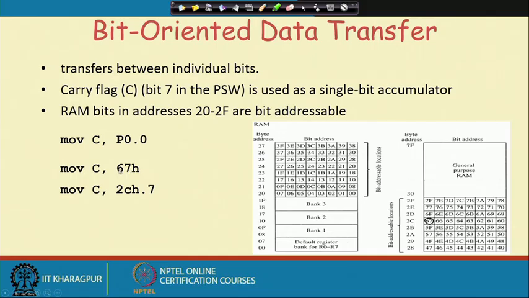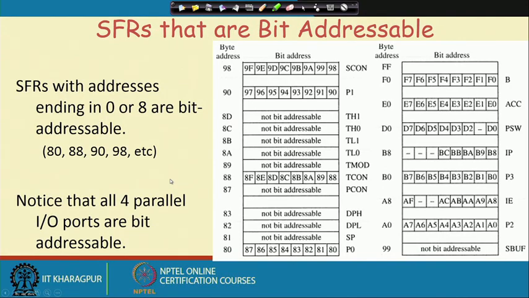Okay. 67 hex, so that is the same as that one. So, bit number 67 hex and this 2C hex dot 7, they are the same. So, they will come to the carry flag. So, this way we can use these bit oriented instructions for data transfer.